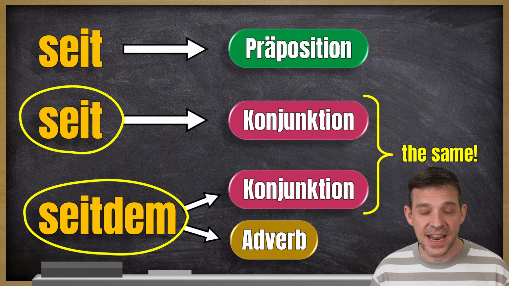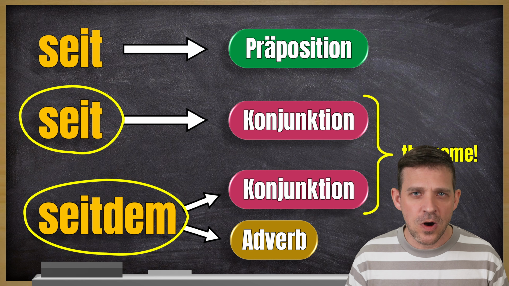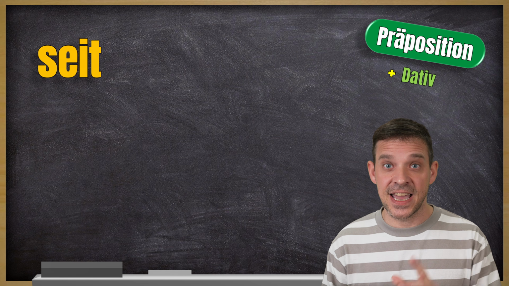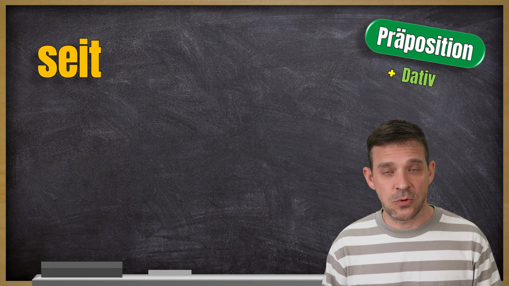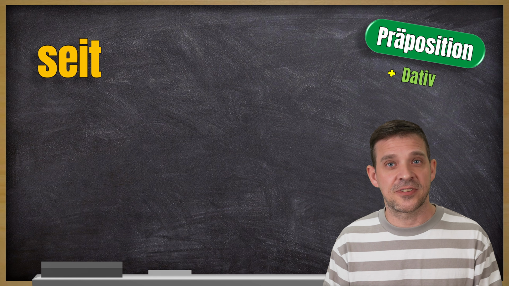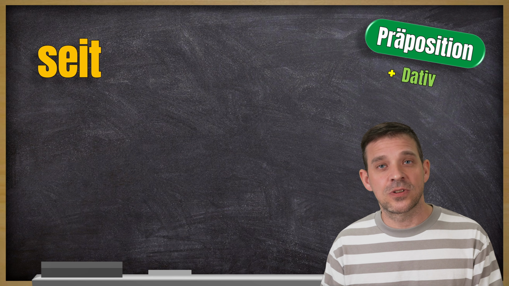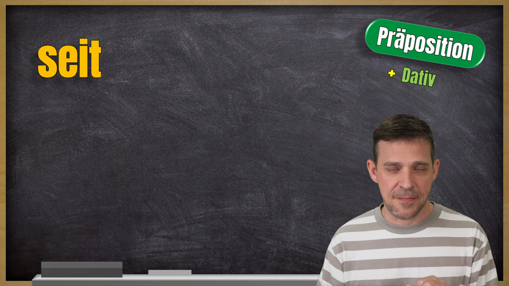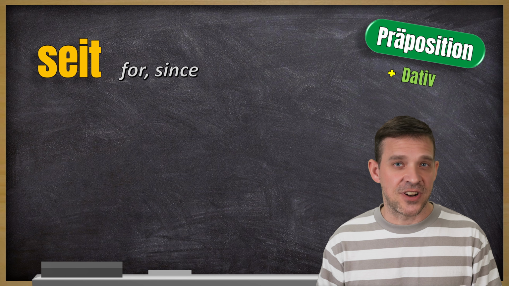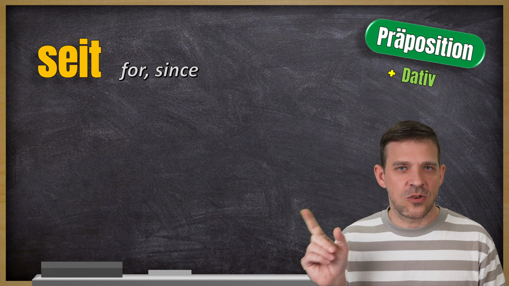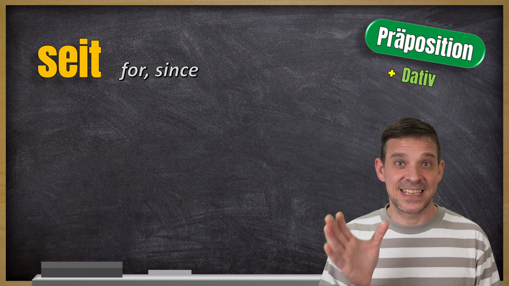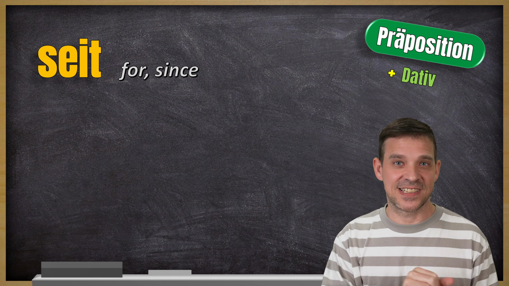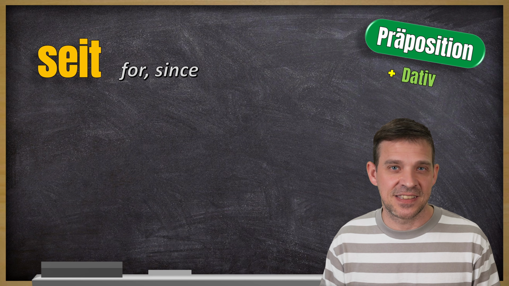More about this later. Now let's start with the most common one, which is seit used as a preposition. More specifically, eine Dativpräposition, which takes always the dative case. And also important, this is a time preposition. We always talk about time. In English, it's translated with for or since. And this is a problem for English speakers because, as you can see, in English, you have two translations. In German, we just have seit.